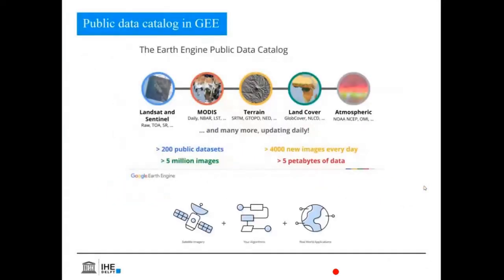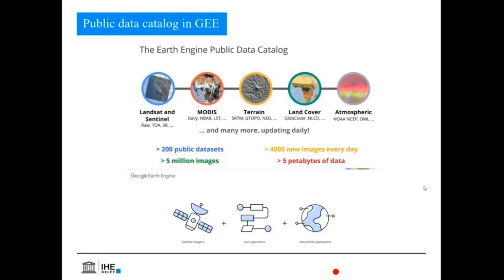The Earth Engine public data catalog. Let's see what we have. We have the entire catalog of Landsat and Sentinel data. All the Landsat data sets are there: Landsat 4, 5, 7, 8, and I think they are published with a one-week lag time. So last week's Landsat 8 will already be available in Google Earth Engine.